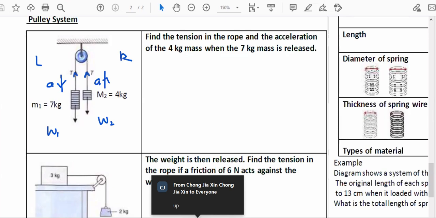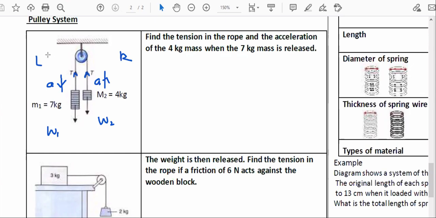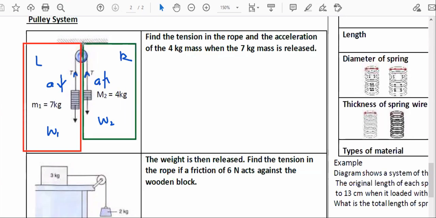Then we need to split the system into two parts. We split the system into left-hand side and right-hand side. I make it into the red box and also the green box. Then later on, you're going to form two respective equations. Okay. By the way, let us find the weight first, so later on we can do the substitution straight away.